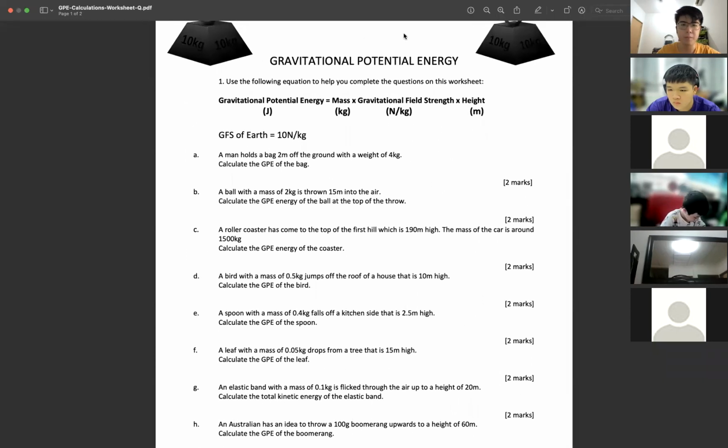You see on top, you see this GFS. What is this GFS? Gravitational field strength. Okay, so the 10, this is the G value.